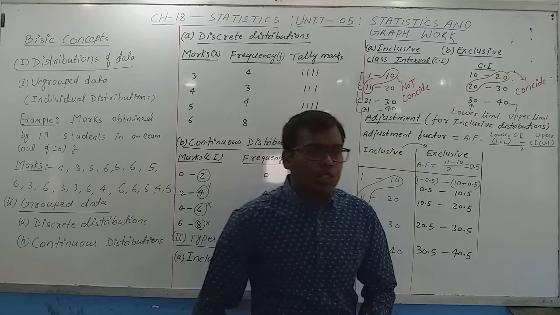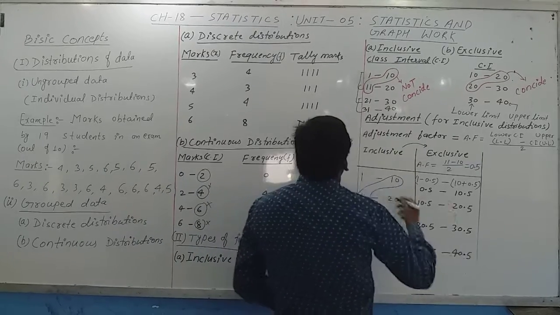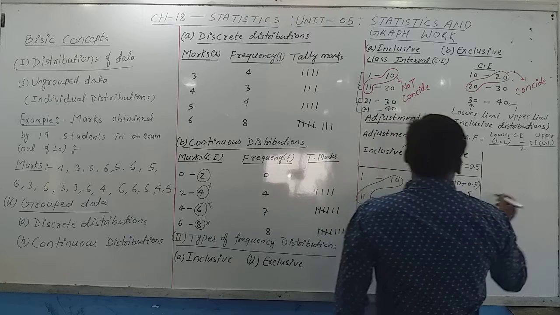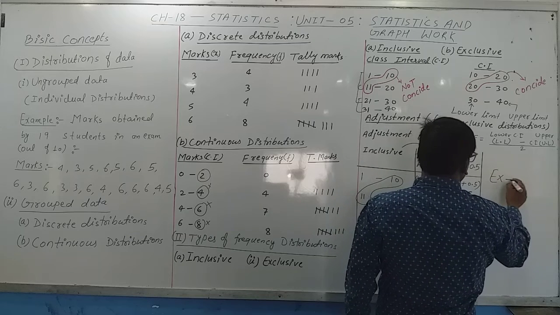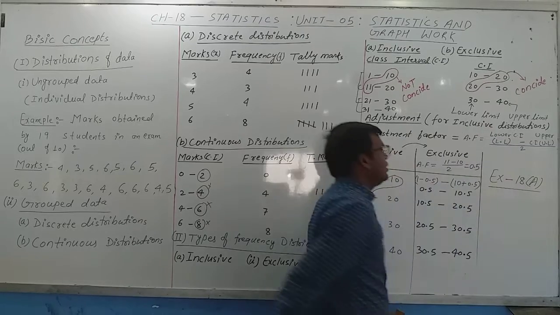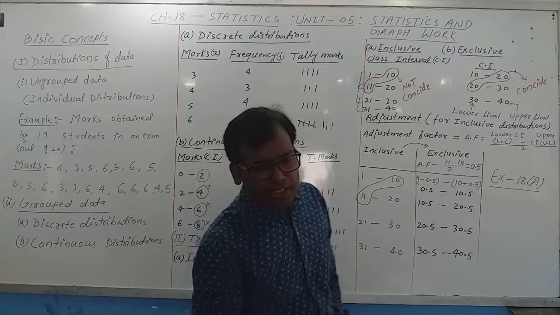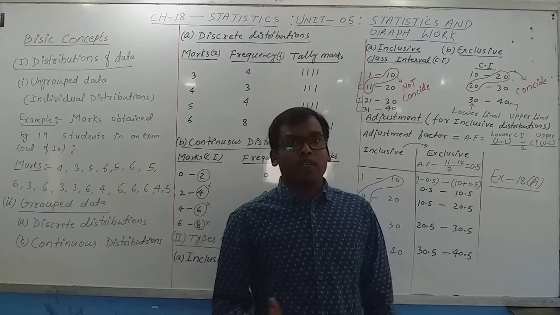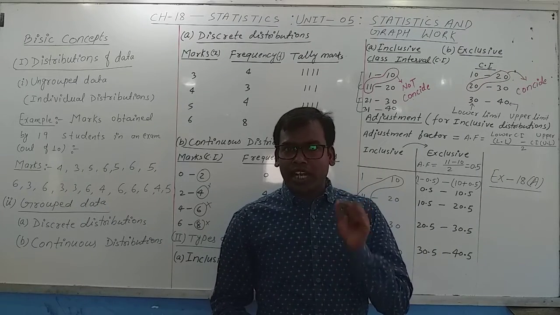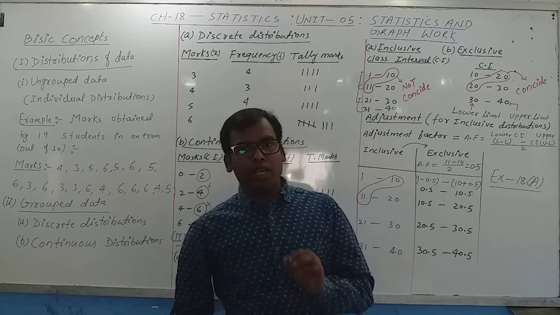Is it clear? So I hope all of you are able to do the exercise. Which one? Chapter 18. So do exercise 18A. Okay. So all of you try to do this exercise, and next I will start the what? Chapter number 19, mean and median. Okay. Please make a note.